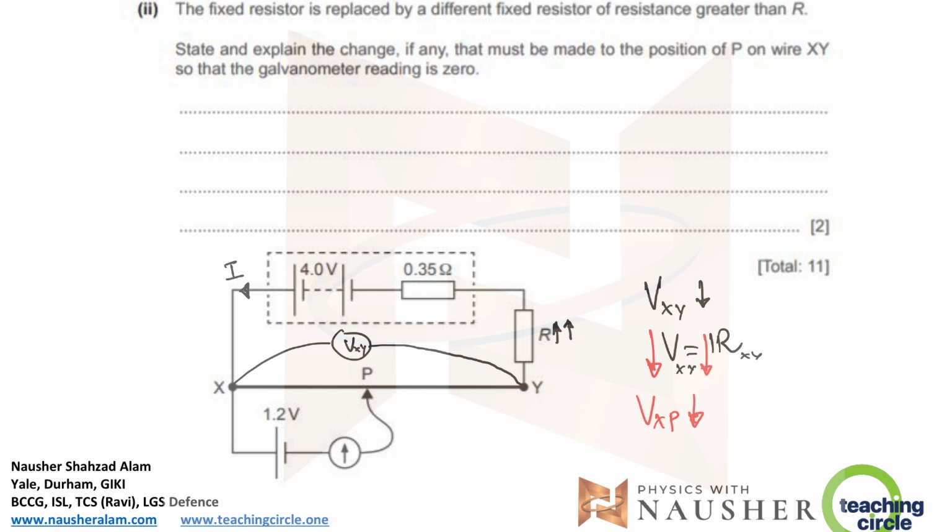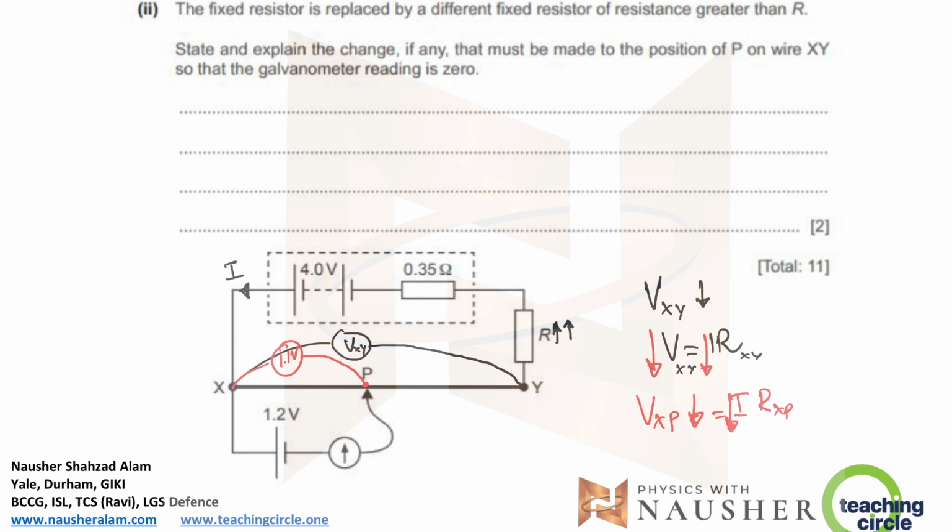And if you ask me why has voltage XP decreased, it's very simple. Use the formula IR. Resistance XP is the same because you haven't changed the resistivity, you haven't changed this length, you haven't changed this area. So the resistance is the same. The current in the wire has gone down. Therefore, voltage XP is also reduced. So voltage XP is now less. Let's say it is now 1.1 volt instead of 1.2. It was 1.2 when this reading was 0.